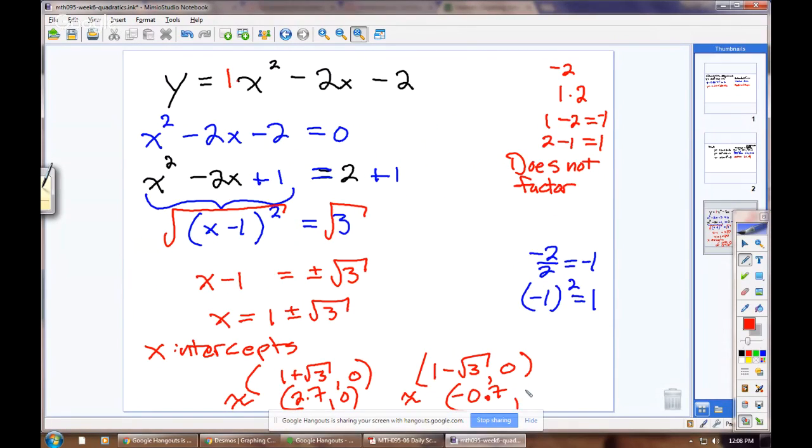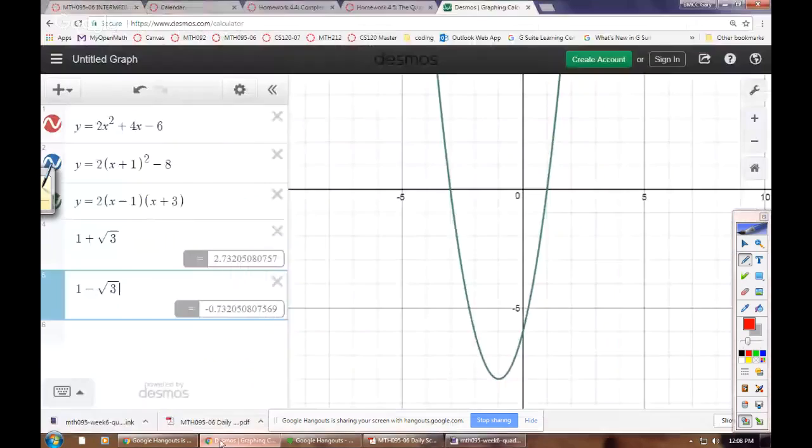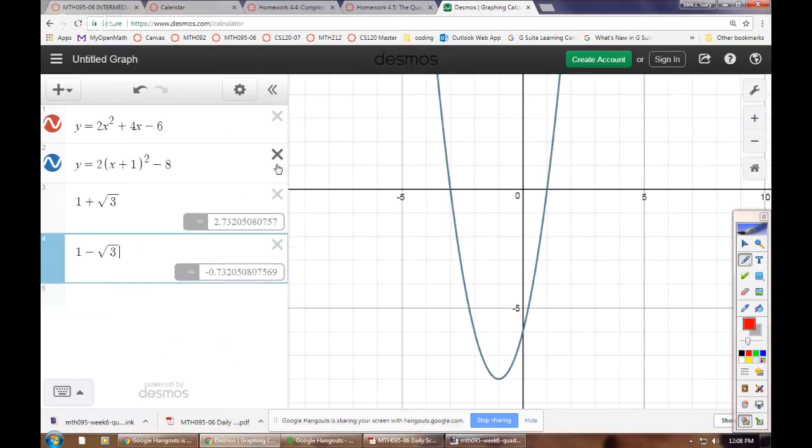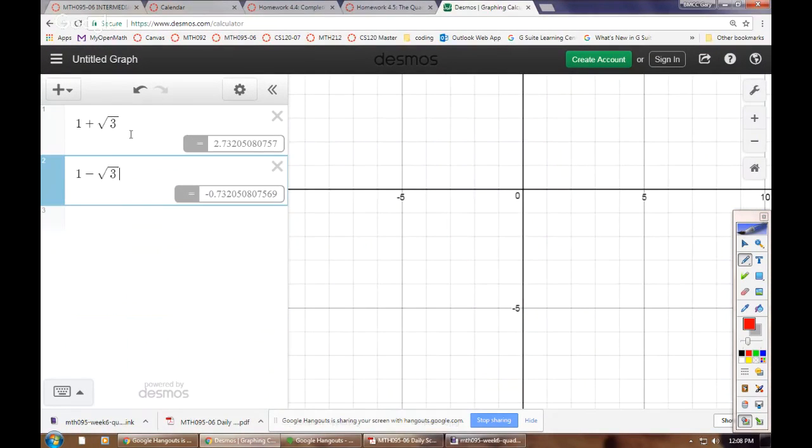So let's take a look at the graph and see what we get. So we should see these 2 points on the graph. And sometimes, again, you need exact answers, and sometimes approximate. That's what the wavy equal sign means. So Desmos, help us out here. Let's get rid of these functions and add a new one.